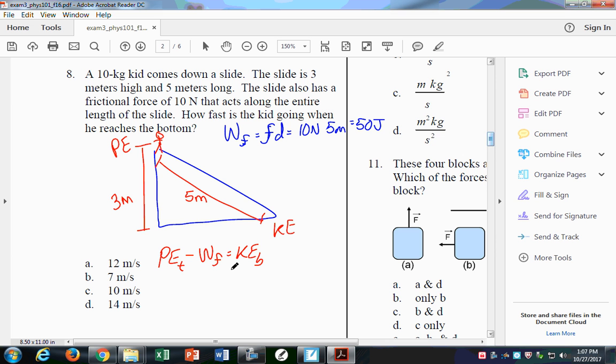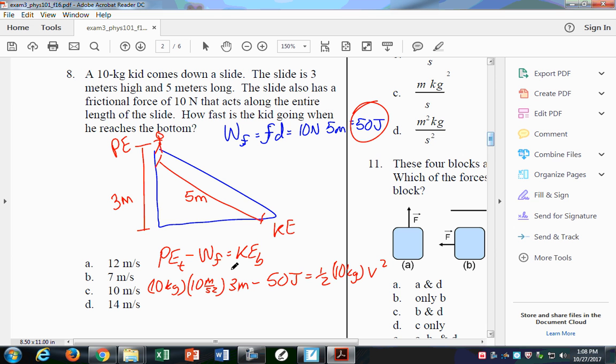And so now I can put in some numbers here. The mass, which is 10 kilograms, g, which is 10 meters per second squared, times the height, which is 3 meters, minus 50 joules. That's what we found up here. That is going to equal 1/2 of the mass, which is 10, times v squared. Turns out I have to keep the 10 because it's not in the work calculation.